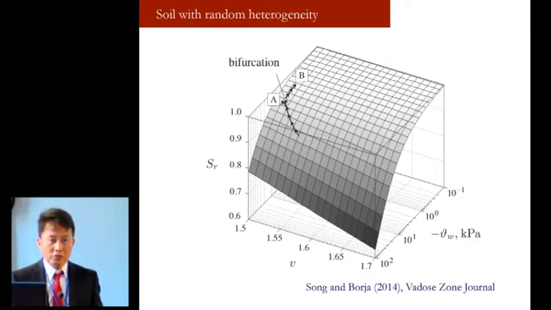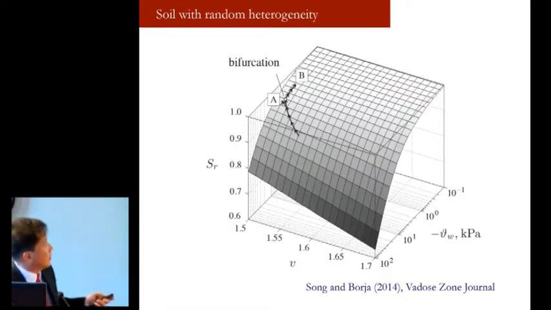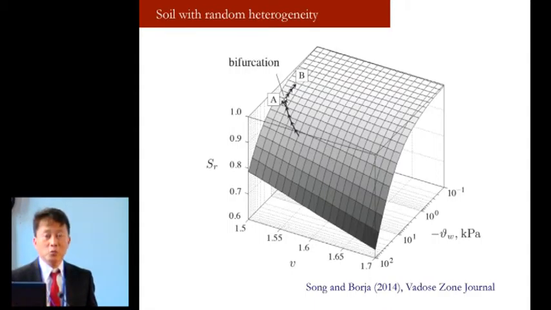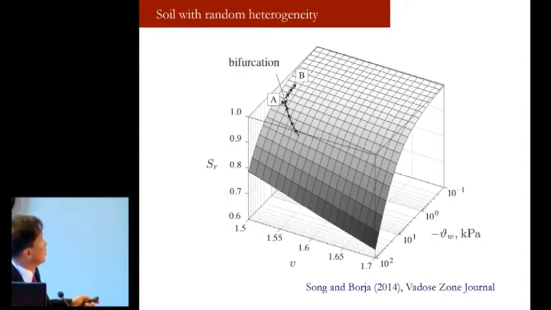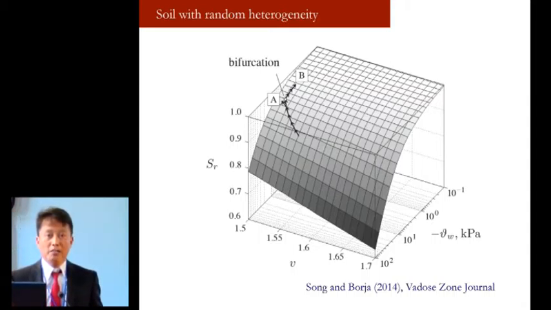We can also note the bifurcation occurring on the soil water retention surface. There are two points. Point A is a point situated away from the shear band, and point B is a point located within the shear band. And we see that point B is bifurcating with respect to point A when plotted on the soil water retention surface.